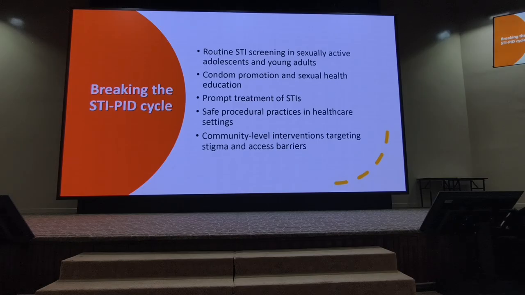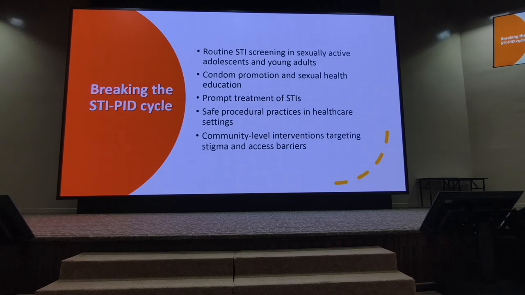So how do we break this? This is important to put in your essay. How do you break the cycle? What would you suggest? We would suggest routine screening for STI. CDC recommends routine yearly screening for STI under 25 years old. Promotion of sexual health education and safer sex, and the use of condom to protect from STI.